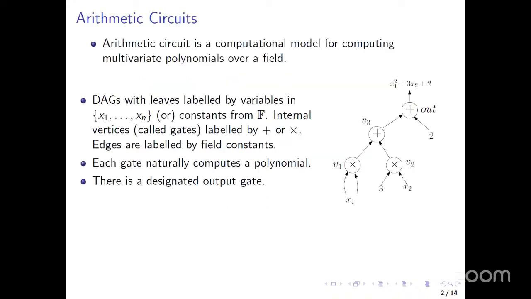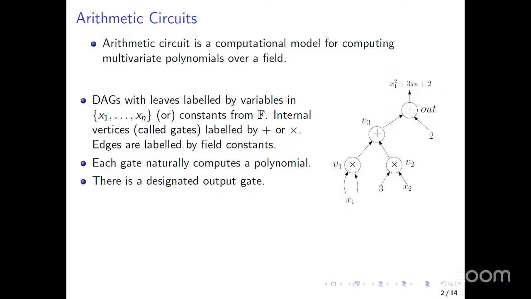So what are arithmetic circuits? These are computational models for computing multivariate polynomials. For most of this talk, we'll try and compute multivariate polynomials over a given field, so you can fix your favorite field. These are directed acyclic graphs. The leaves are labeled by variables x1, x2, and so on up to xn. They may also be labeled by constants from the field. And every internal vertex is labeled either by addition or by multiplication.